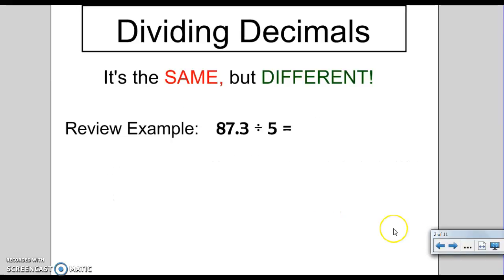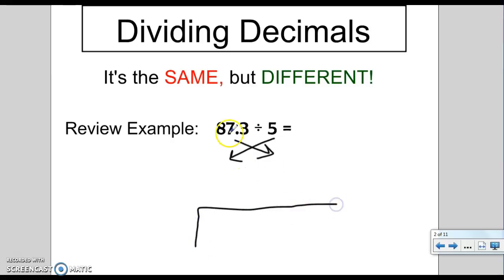So dividing decimals, it's the same but different. We are going to review this example, 87 3/10 divided by 5. Please remember that when you are writing the problem, it's a bit of a crisscross. We're going to set it up, and the 87 3/10 goes inside the house, and make sure that you're spacing it out well. And then the 5 goes on the outside.